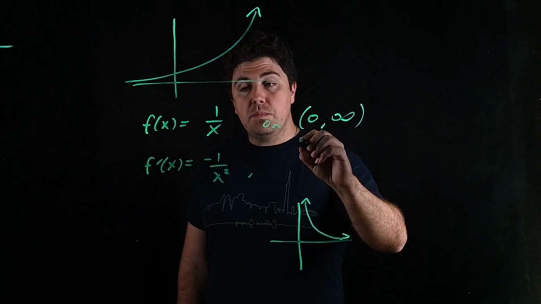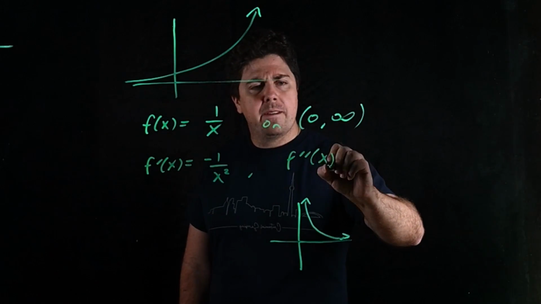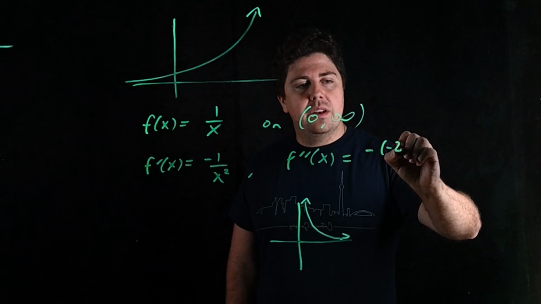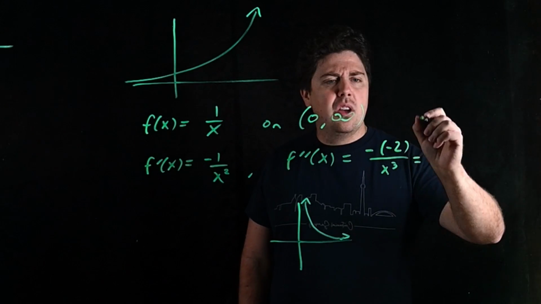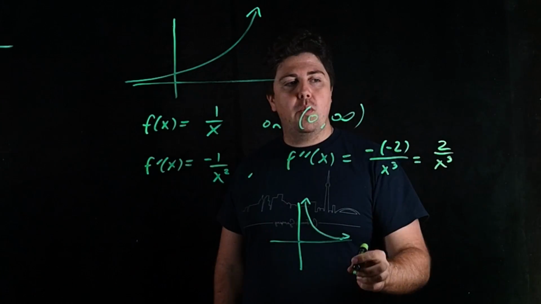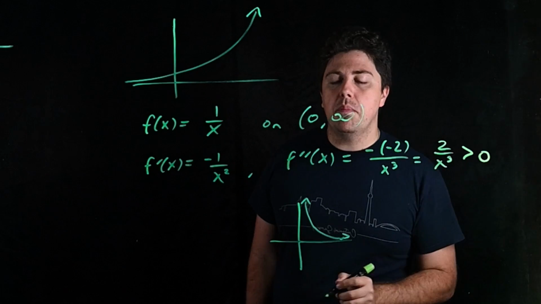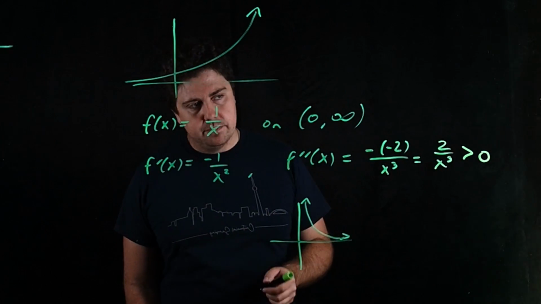And note now, just by the power rule, if we take the second derivative, it's going to be negative 2 all over x cubed, which is, of course, just 2 over x cubed, which, since we're just going from 0 to infinity, is indeed going to be positive. So yes, this function is going to be concave up.